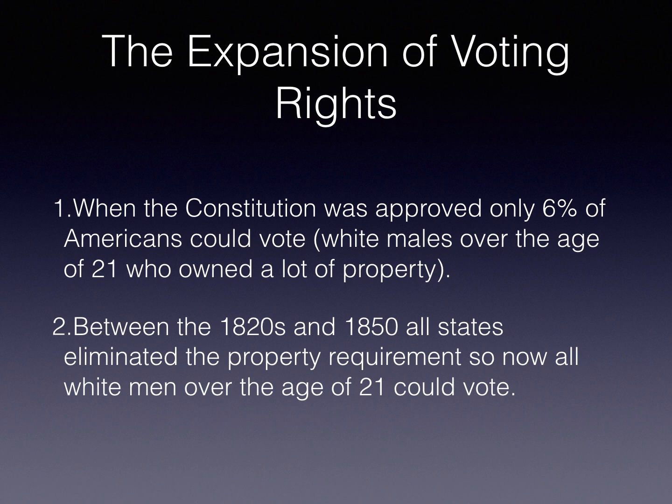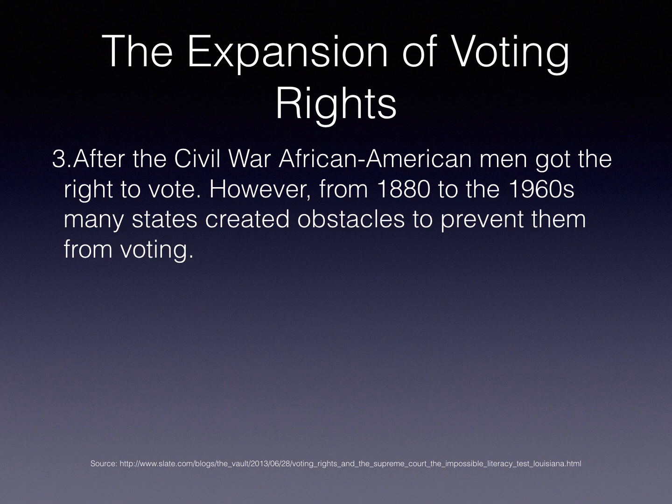The history of our country shows the growth of the right to vote. Between the 1820s and 1850, every state gradually eliminated the property requirement. And so now you didn't have to be a wealthy landowner. Now it was pretty much all white men over the age of 21. So still fairly restrictive, but not as restrictive as before. After the Civil War, African American men got the right to vote. The 15th Amendment gave African American men the right to vote.